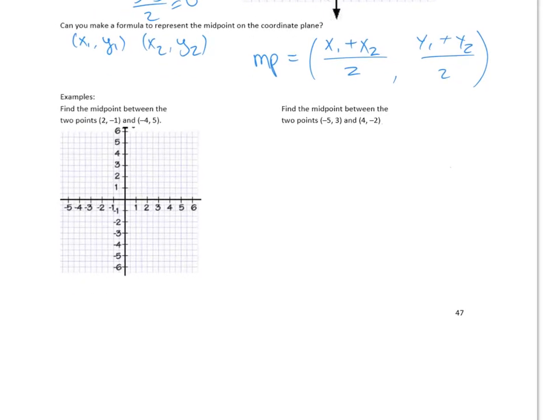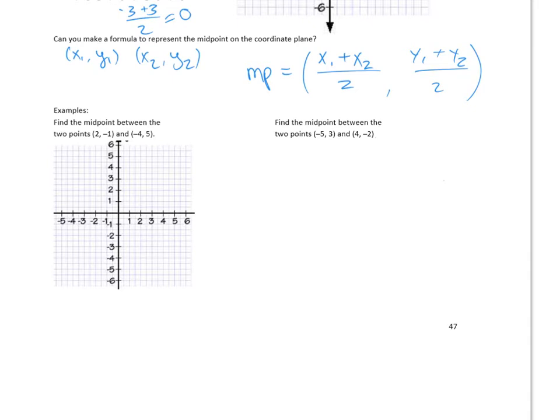I'm going to do this one, and you guys are going to do the next one. So this is a try me for you guys. Okay. So if I have 2, -1, and -4, 5 as my points, I don't really need the coordinate plane, but it's there just as a visual. I simply plug in. This is x1, y1, and x2, y2, should be an x. And my midpoint formula, I have x1 plus x2 over 2, comma, y1 plus y2 over 2.